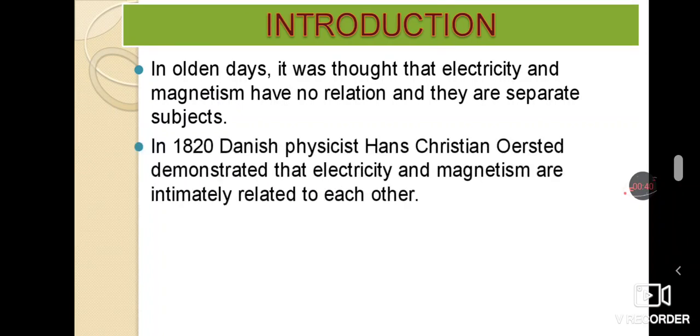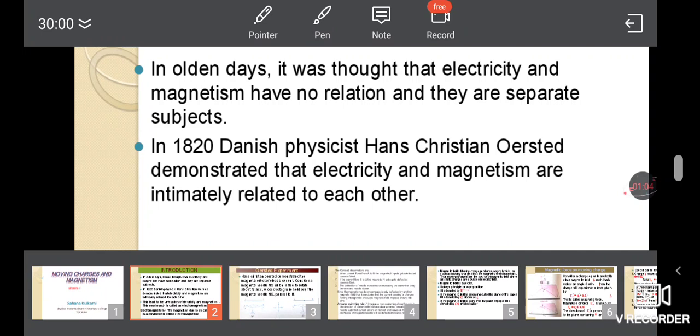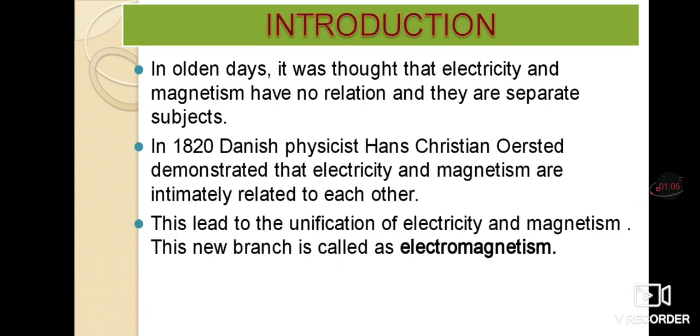But in 1820, the Danish physicist Hans Christian Ørsted demonstrated that electricity and magnetism are interrelated with each other and have a certain relation. So why should we study them in different or separate subjects? Therefore he combined them, and that led to unification.